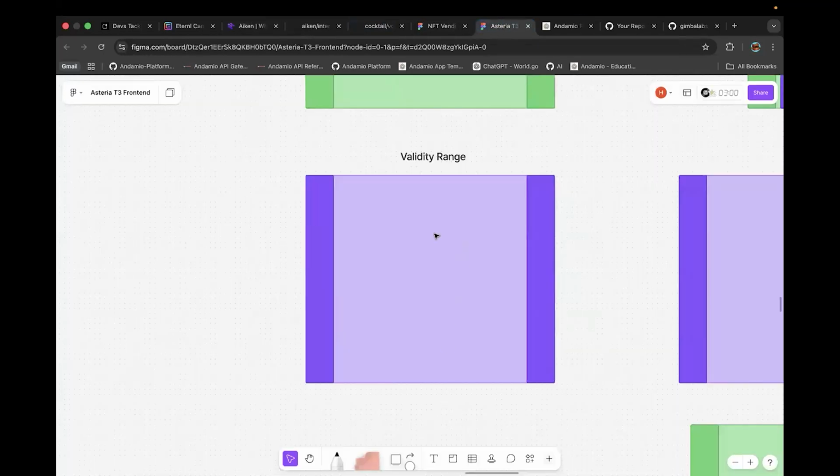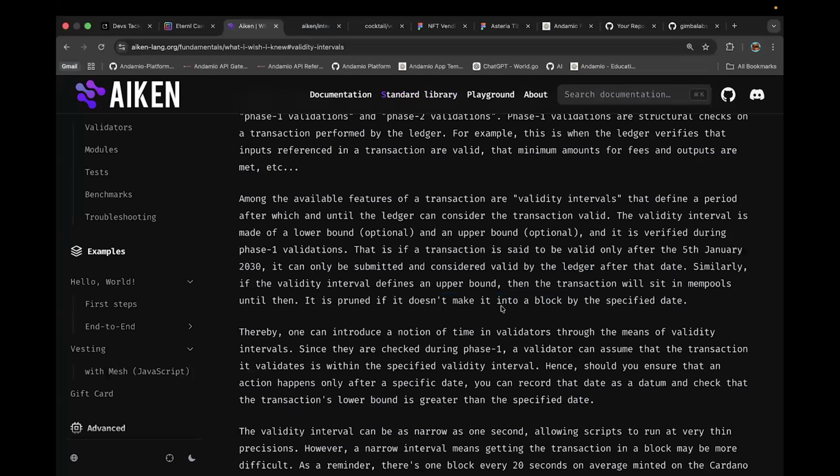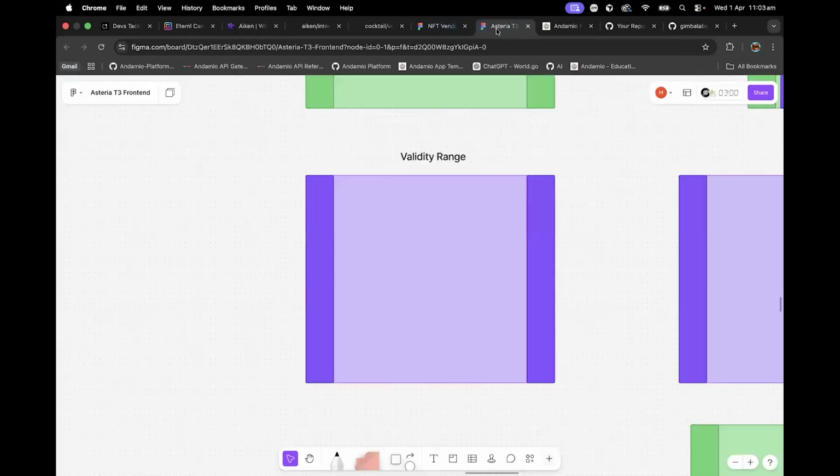So what they're saying is if the transaction doesn't pass before this deadline is met, then it is thrown into the bin, right? If it doesn't make it into a block, it is pruned. Pruned is removed if it doesn't make it into the block before the specified time. So, upper bound. Okay, makes sense. So I think our assumption is still correct that the transaction has to live within the validity range.